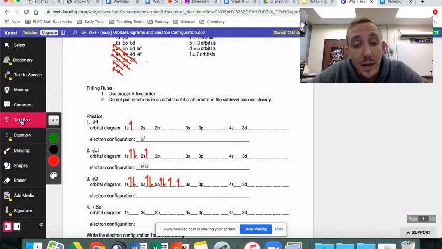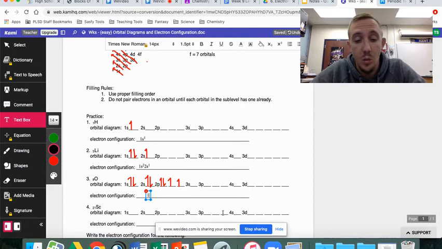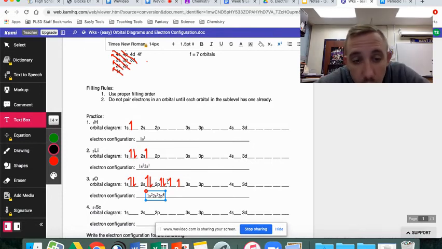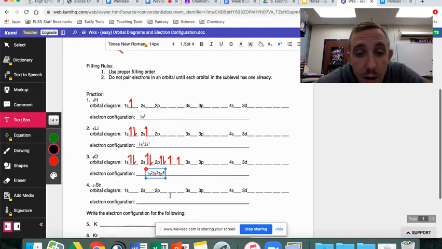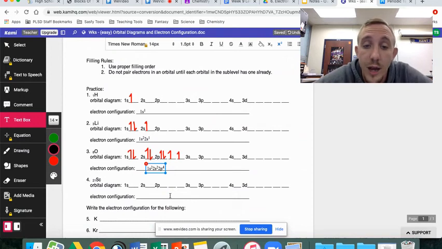Now I'm going to put my text. It's going to be 1s2, 2s2, 2p4, because I only have 4 in the orbital diagram.